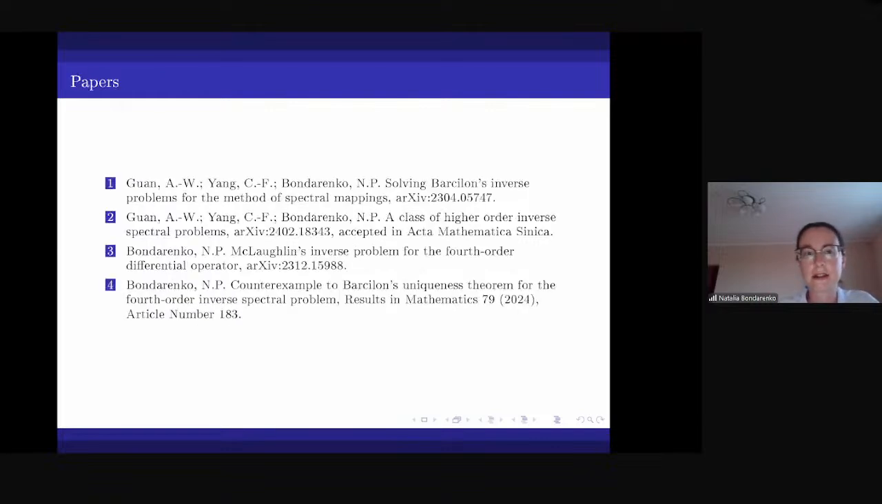And here are the papers. The papers about Barcelon's problem are prepared together with my colleagues from China, Guang and Yang. And also there are two papers about McLaughlin's problem and the counterexample.